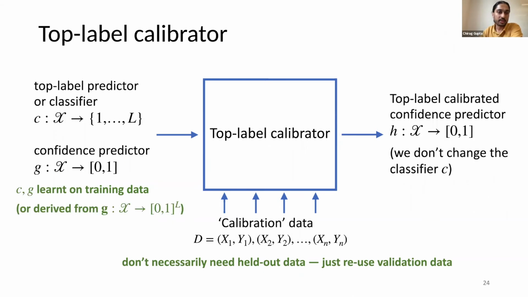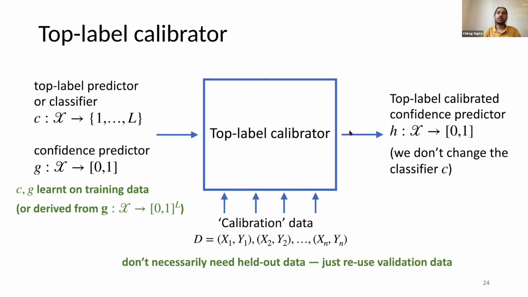Okay, and let's go into the top label calibrator in particular. So in this case, instead of this vector valued G on the left, we actually just care about the classifier and the confidence predictor. For simplicity, I'm going to assume that you've derived it from G. But in principle, you could actually just learn C and G. I don't know of ML predictors that do that, but in principle, that's all you need.